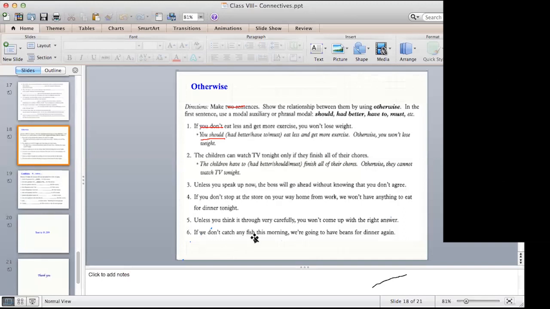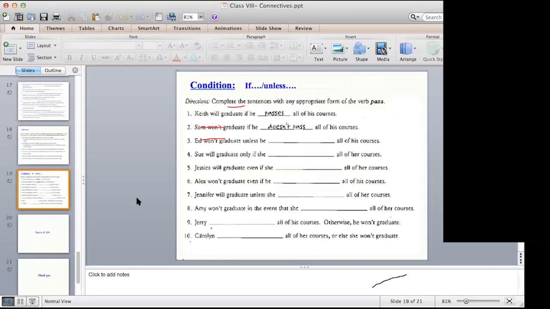Now, condition if and unless. We talked about this before in class, okay? So I don't think it's a serious problem. Complete the sentences with the appropriate form of the verb pass. Kate will graduate if he passes all of his courses. Sam won't graduate if he doesn't pass all of his courses. All right? So we're going to use now negative or affirmative. Complete the sentence with the appropriate form of the verb pass. Just the same verb pass, but is it in negative form or in affirmative form?